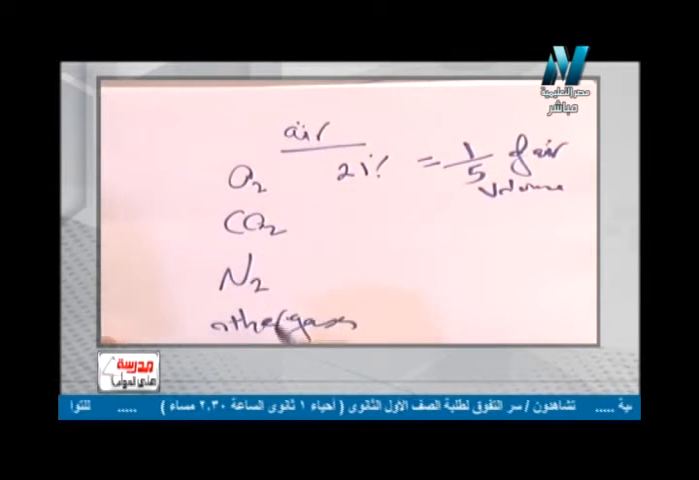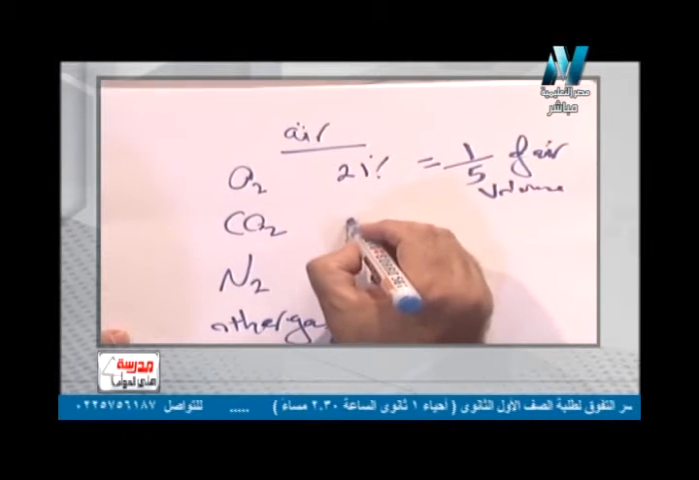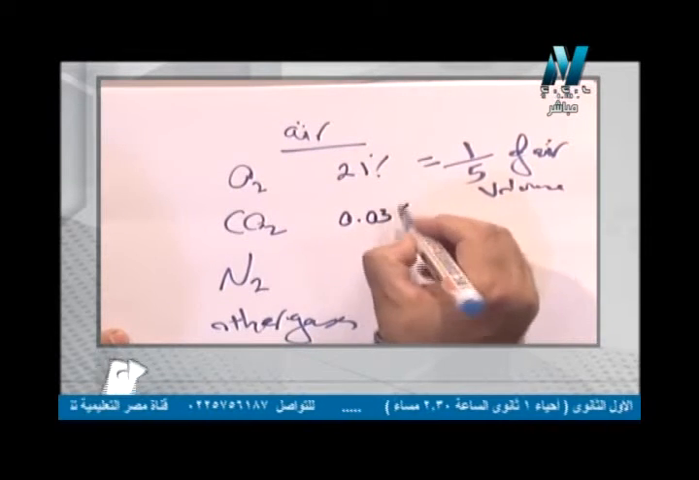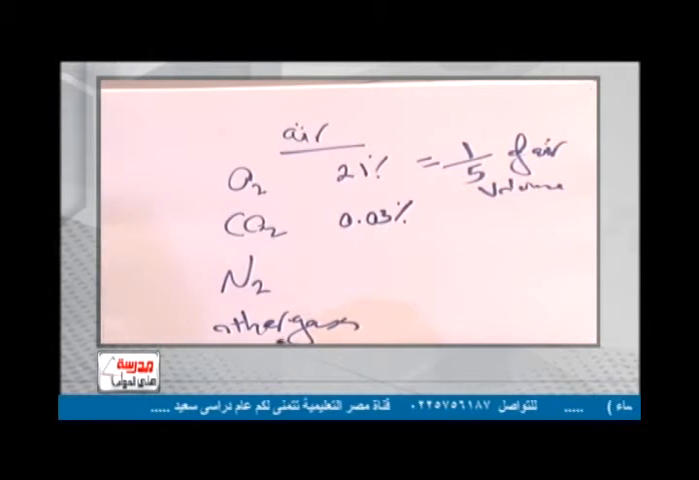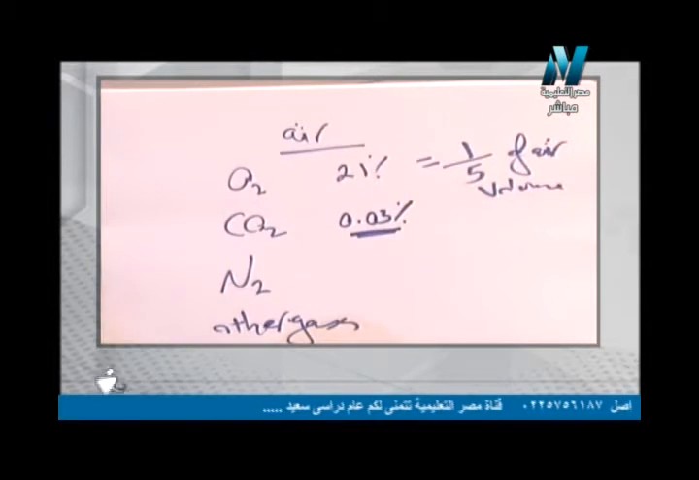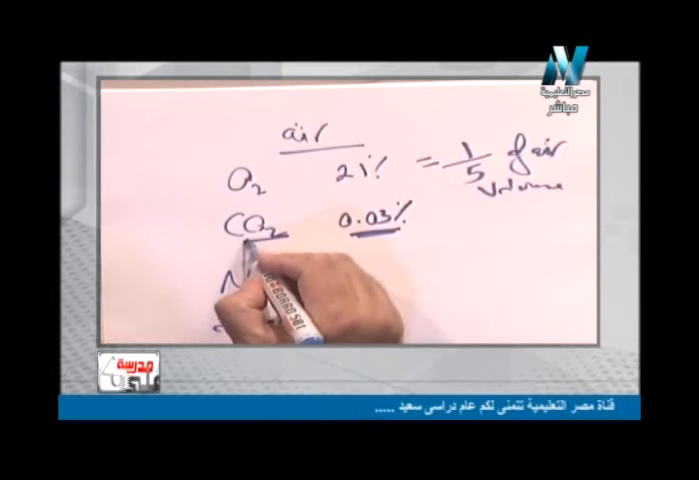So what about carbon dioxide gas? It occupies about 0.03% of air volume. It's a very small percentage, very, very small, although it's a very important gas.